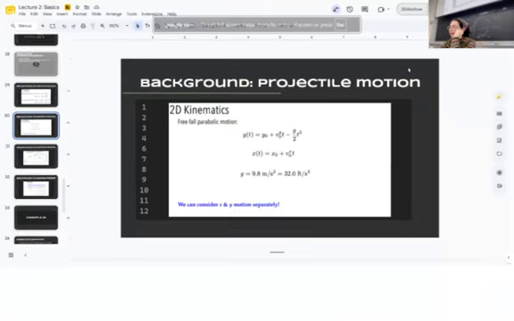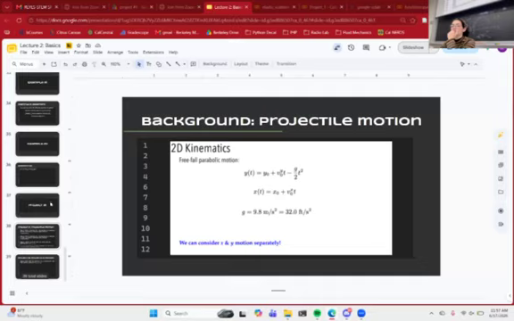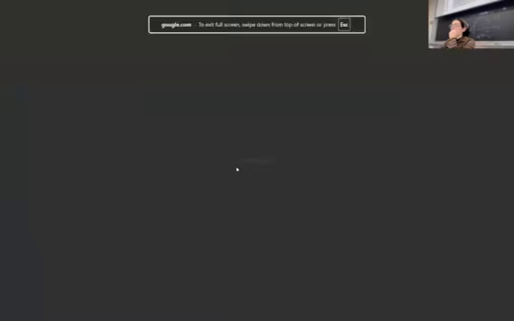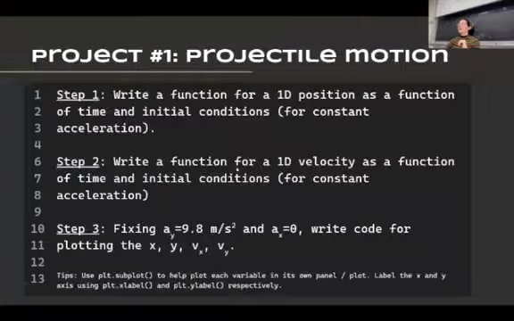In terms of the project, let's go back. In terms of the project, this is going to be project 1. It is 1 question. There are 4 steps. Don't freak out. You're not being graded. It's for you to learn. It's basically just going to take you through projectile motion. You're going to derive some of the equations.